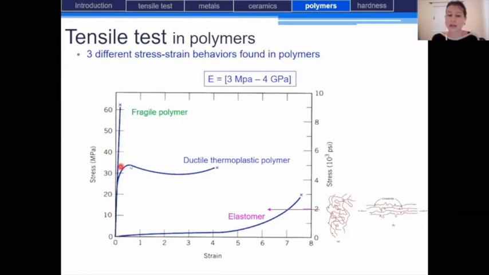Then we have ductile thermoplastic polymers. After the elastic deformation, they withstand a high plastic deformation up to break. And finally, we have elastomers. In elastomers, let's remember the chemical structure, the chain structure. We have chains that are amorphous, and we have cross-linking points between the chains in order to form the 3D network.